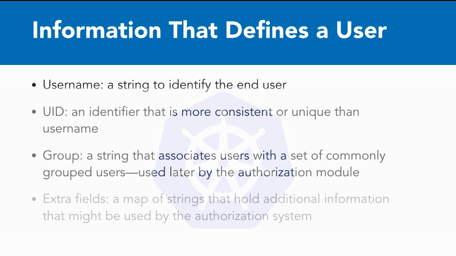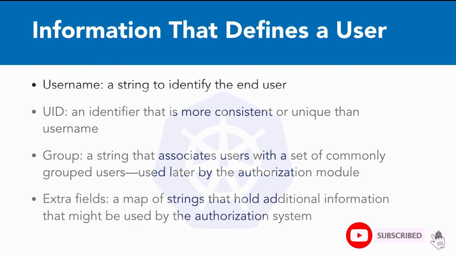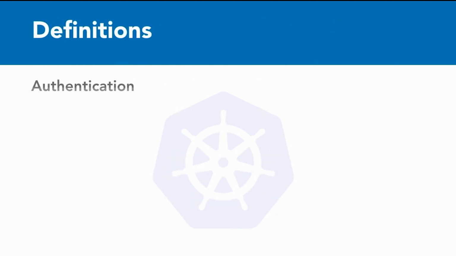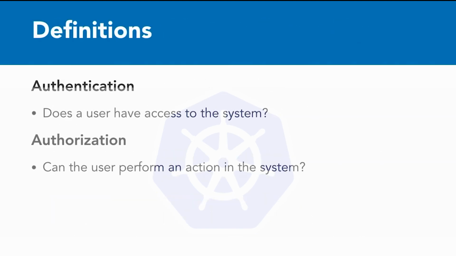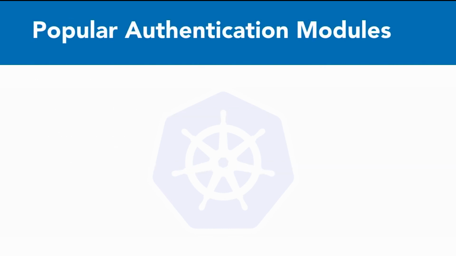These are used later on by the authorization model, and extra fields, which is basically a map of strings that holds additional information used by the authorization system. Authentication in Kubernetes defines whether a user has access to communicate with a Kube API server, and authorization defines whether a user has actual permissions to perform specific actions.